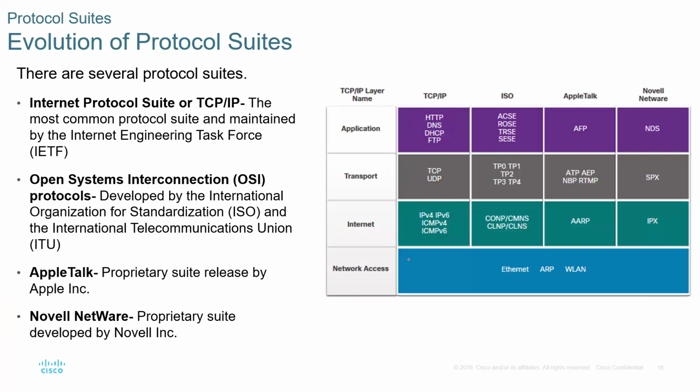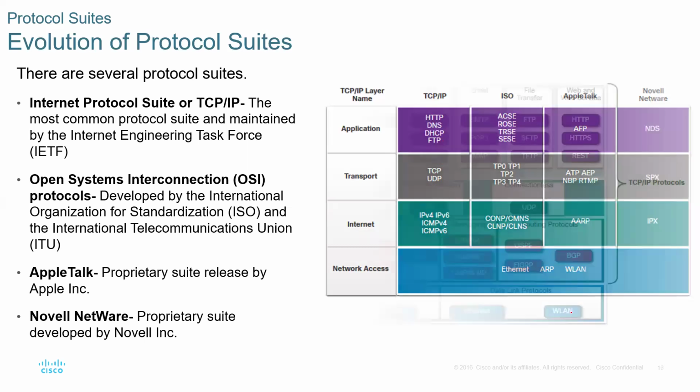Lastly, we have the network access layer. These two are very common. Even ARP, we'll discuss that one. But Ethernet for local area networks is very common. Then we have wireless LAN, which defines Wi-Fi, the wireless LAN protocol. All right, so this is it for protocol suites.